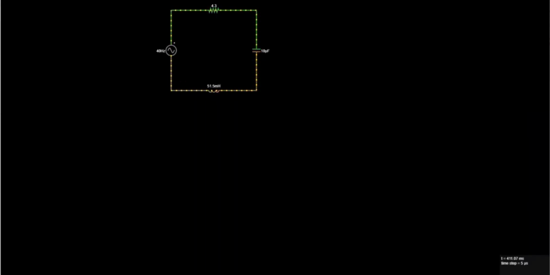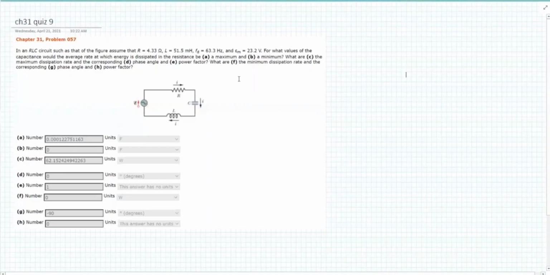My capacitor has a value that I figured out, so I have to type that in. I think I still have that in my calculator. Hopefully I do. All right. So the capacitor, double click on your capacitor.